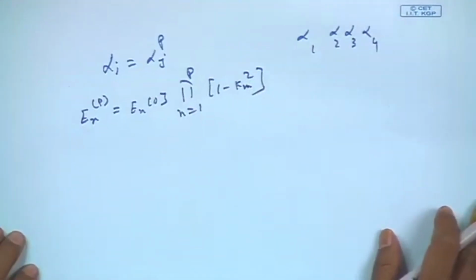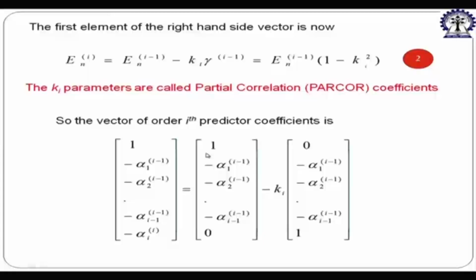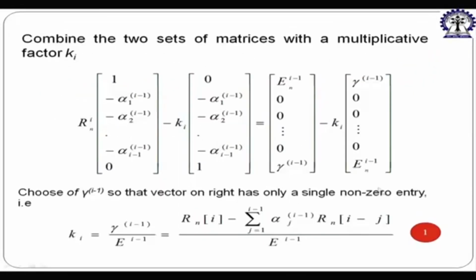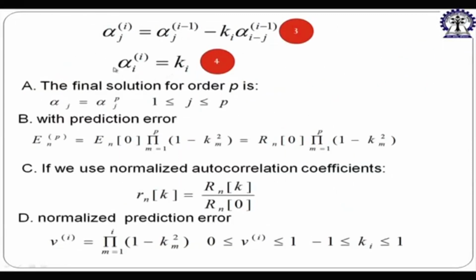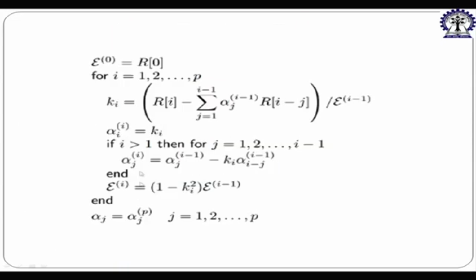So, if I implement these 4 equations in software, then I can calculate those alpha values and I can calculate the prediction error. Now, if we see the next slide, there is an equation.